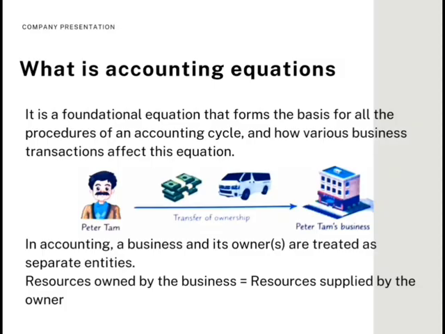Simply put, this equation is the absolute foundation of the entire accounting cycle. It shows us how every single business transaction affects a company's financial position. There's a key point to remember. The business and its owner are treated as completely separate entities. Therefore, the resources owned by the business must equal the resources supplied to it.